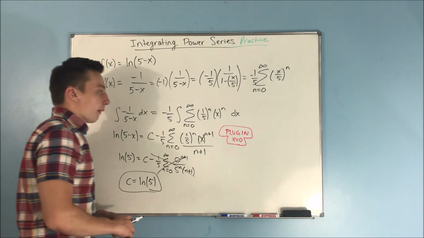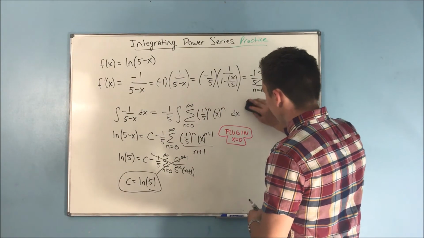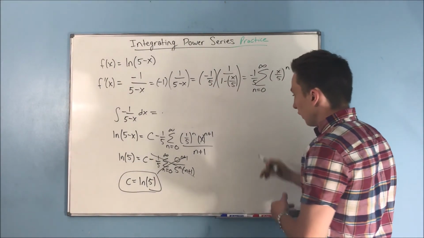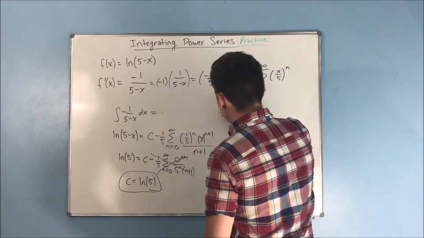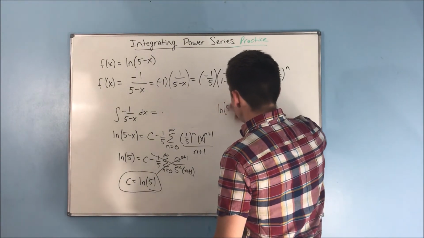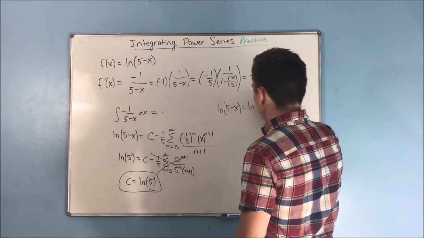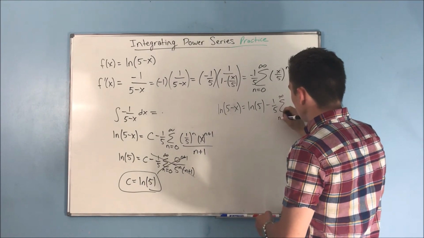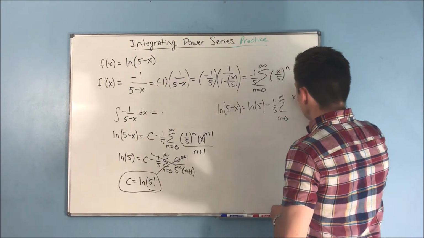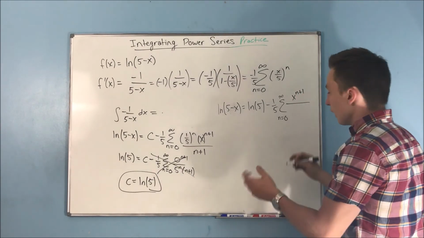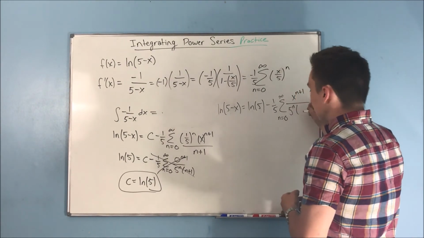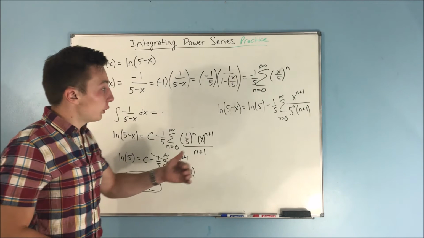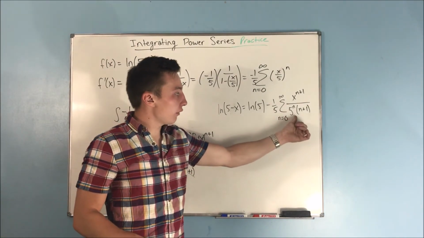So what you're going to get, if I give myself a little bit of room here, we get that natural log of 5 minus x equals natural log of 5 minus 1/5 the sum from n equals 0 to infinity of, now we have an x to the n plus 1 over 5 to the n times n plus 1. Now you can make this look a little nicer because you have a negative 1/5 out here and you have a 5 on the inside as well.